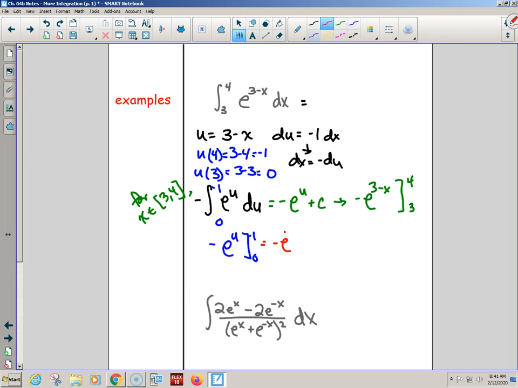I know, we should sue. Yeah. Minus a negative, which is plus e to the 0. Just kidding, don't sue. Negative e to the negative 1.